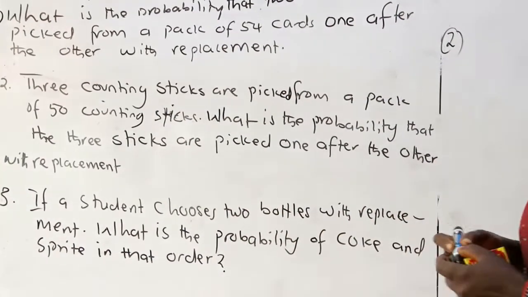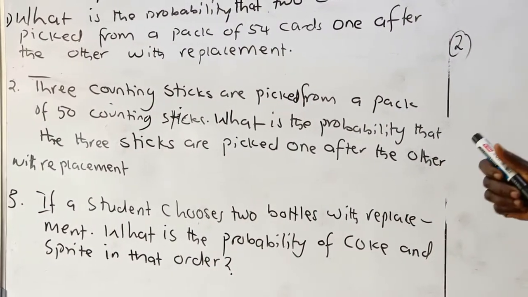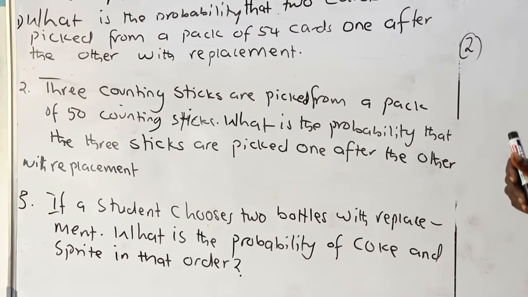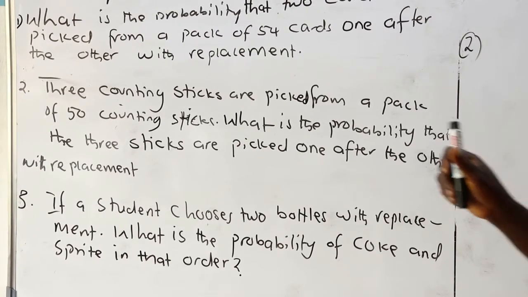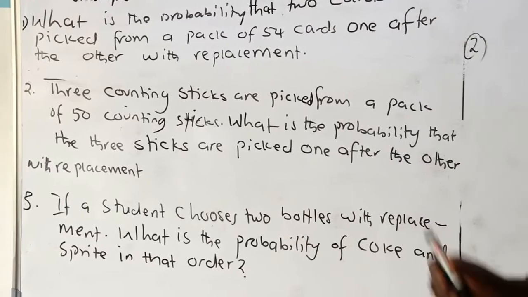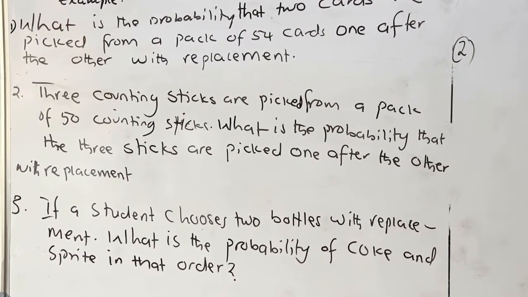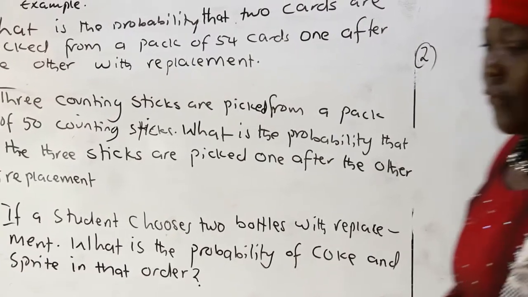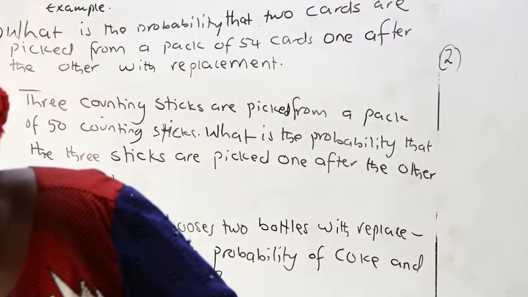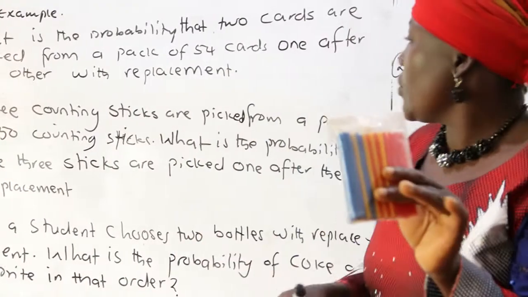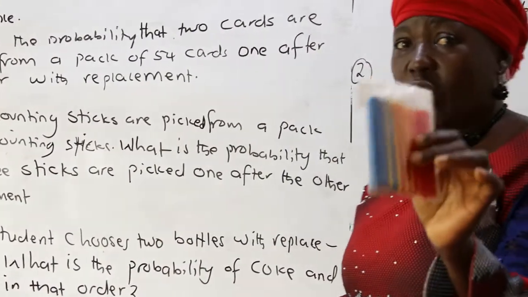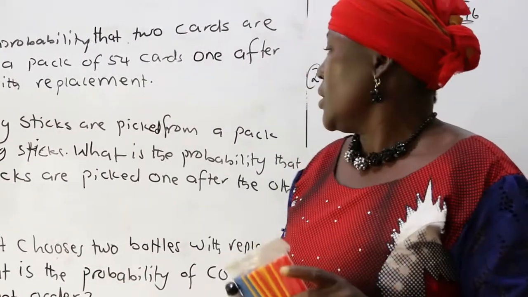Counting sticks. What is the probability that 3 sticks are picked, one after the other, with replacement, not without, with replacement? Now, if you have this one, then you now have your pack of counting sticks. So this is my pack of counting sticks. There are 50. The other time we counted them, there were 50.